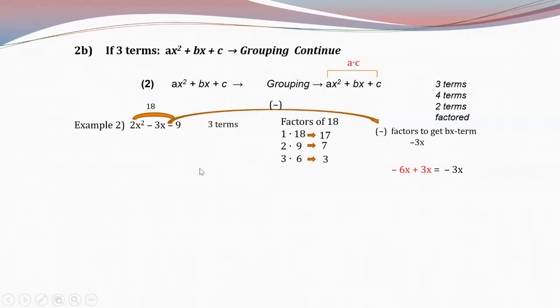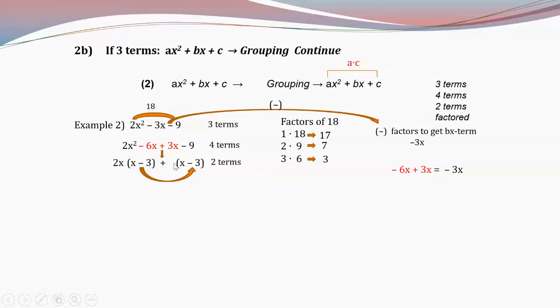So again, we start with 3 terms, right? Now we have to get 4 terms. And the negative 3x is replaced by the factors of negative 6x plus 3x. Now we group the first 2 terms. What does the 2x squared minus 6x have in common? It's going to be 2x. What's left? X minus 3. What's on the left, you also put on the right. X minus 3. The sign comes down.